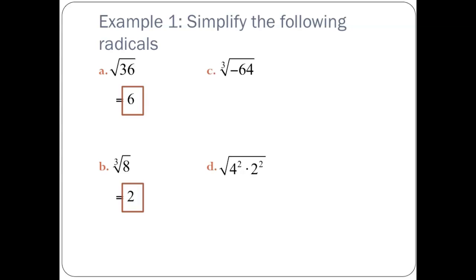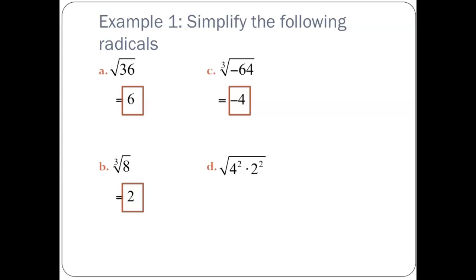Alright, next we have the cube root of negative 64. Now here, since we're working with a cube root, again, what number multiplied by itself 3 times will give me negative 64? Now we know that 4 times 4 times 4 gives me 64, but this is negative 64. So this would have to be negative 4 times negative 4 times negative 4 to get negative 64.